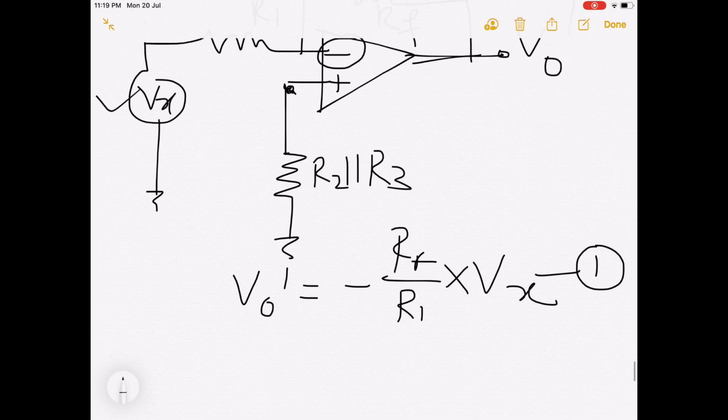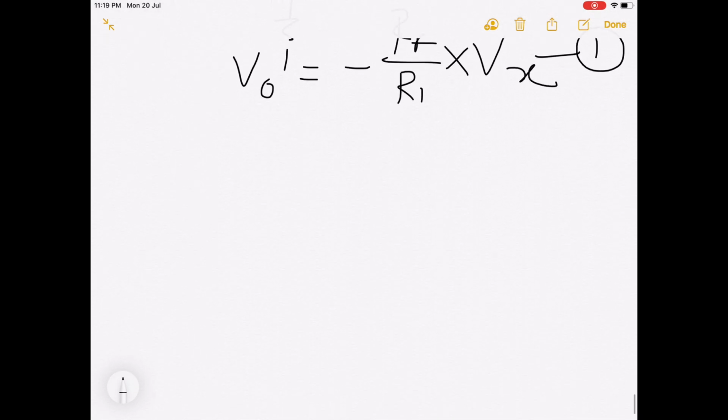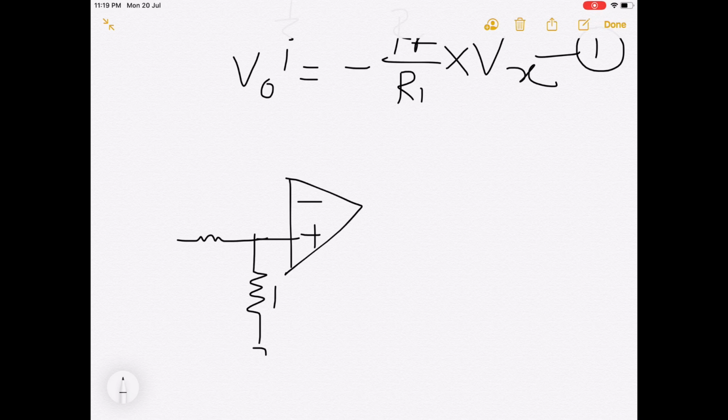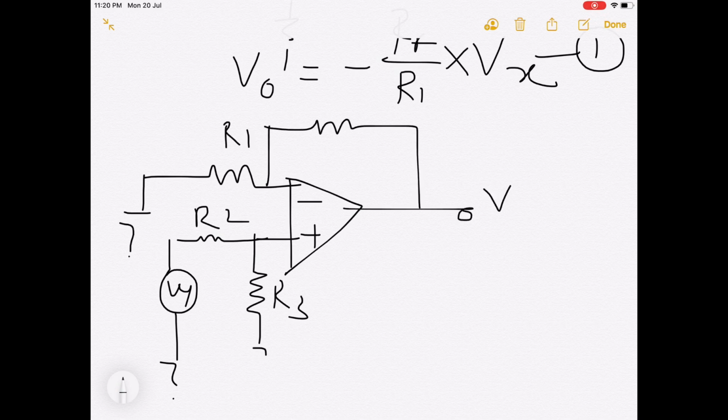Now, by the superposition theorem again, you are applying Vy alone and Vx is grounded. So again we have to draw a short diagram for this, minus plus. Here we are applying Vy. Two resistors are there, and they are in parallel, right? One is grounded. This is R3, this is R2. Here we are applying Vy and the other input Vx is grounded. So make it a ground, take R1, take feedback RF and see the output, which is nothing but VO double dash.